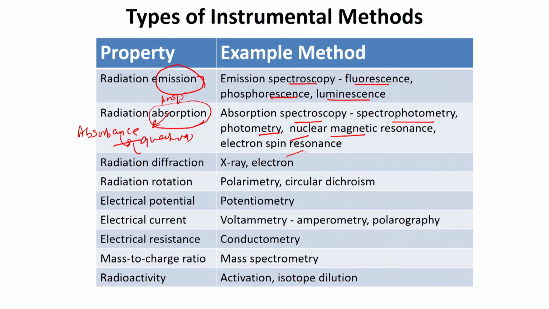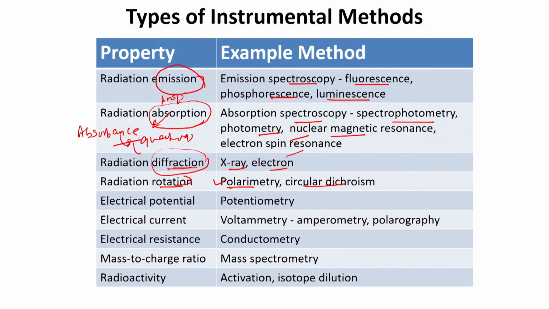Then, for example, there is diffraction. Some particles can diffract radiation, which is again a physical process: when light is passed onto their surfaces, they can diffract it in different directions, as with X-ray and electron diffraction. Then you can have rotation. Radiation can be rotated, which is very important in polarimetry and circular dichroism, where we measure the degree of polarization.